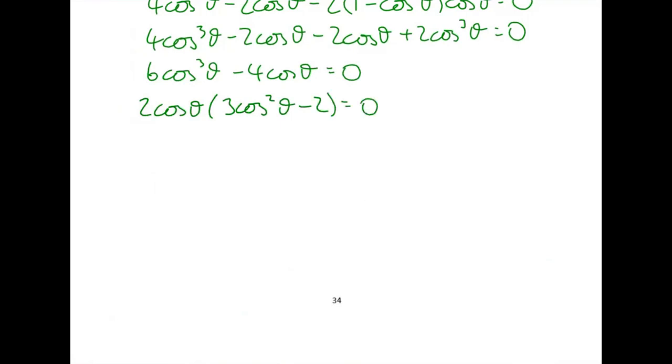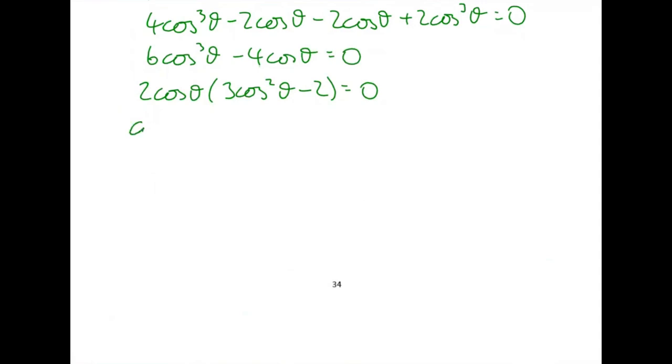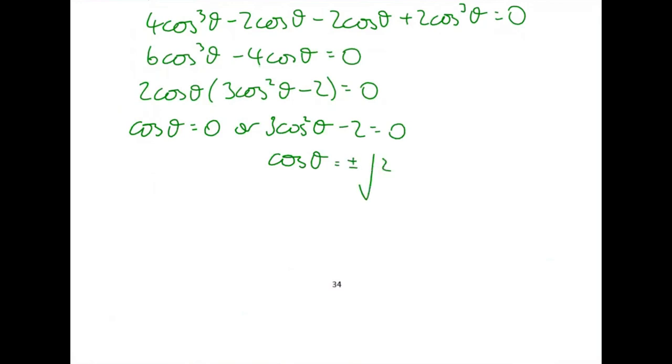Factorize this, so factorize out 2 cos theta, or divide through by 2 and factorize out the cos theta. Gives me similar solutions to what I had for the parallel tangents. So I get cos theta equals 0, or I get that 3 cos squared theta minus 2 equals 0. Same thing again, so if I take the 2 over, divide by 3, square root, I get solutions cos theta equals plus or minus root 2 over 3.